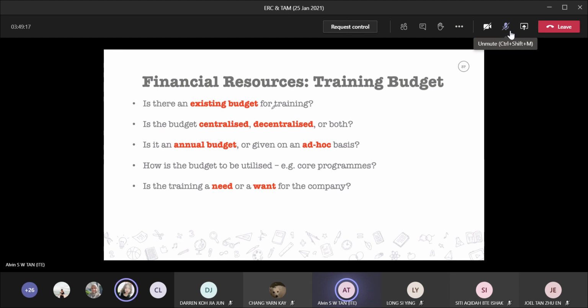Next, when it comes to training budget, these are the things that you need to look at. Is there an existing budget for training? What is the fund that you can tap on? Is it centralized or decentralized? Is it an annual budget or given ad hoc, which means you request for it, then it's given to you? And then how can anybody use the budget? Is it only for certain programs, core programs, or for any program? Very important: is the training a need or is it a want?